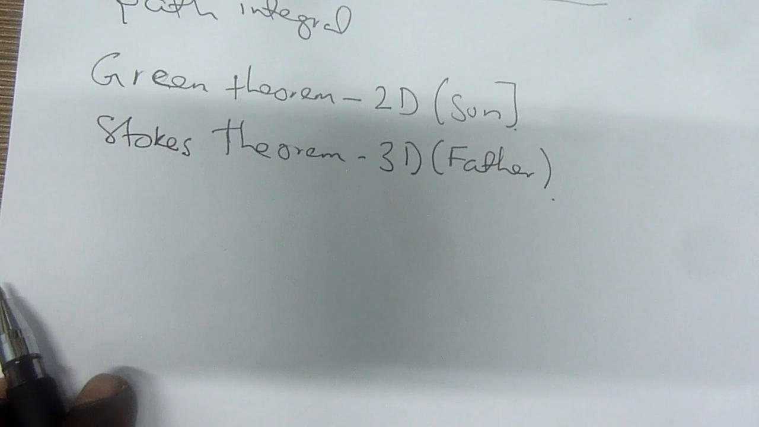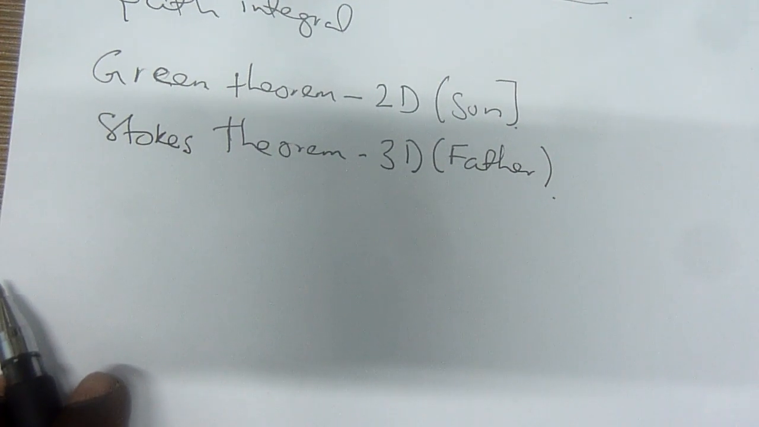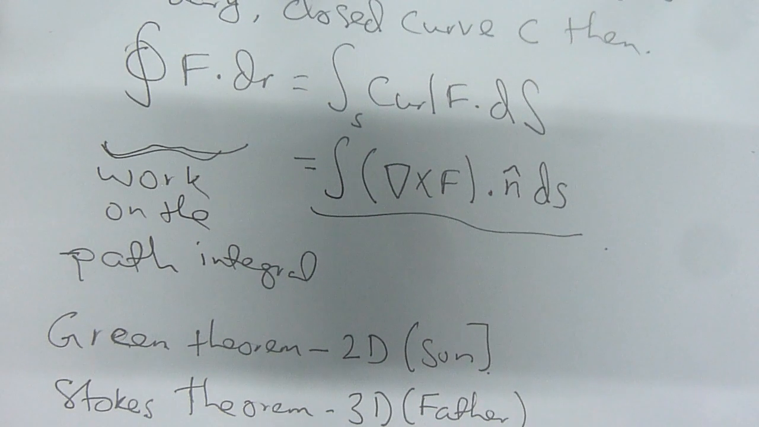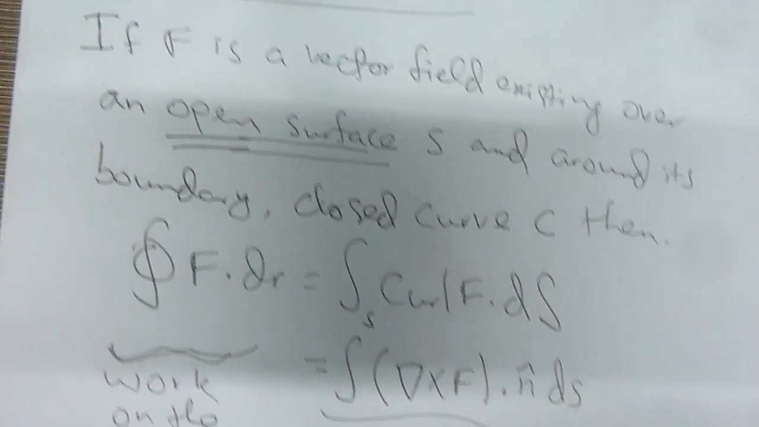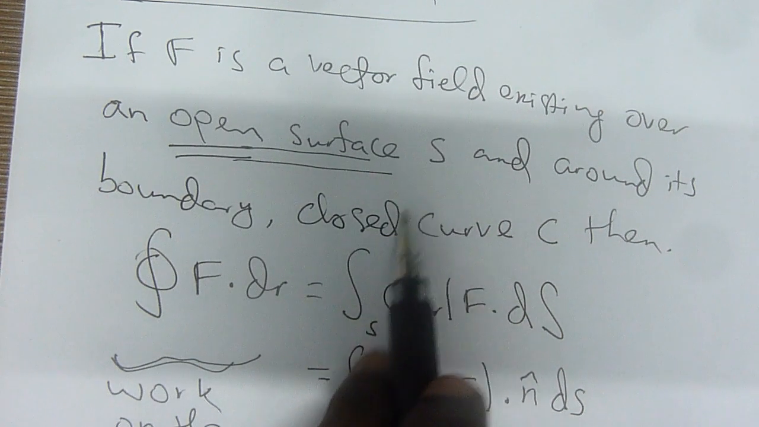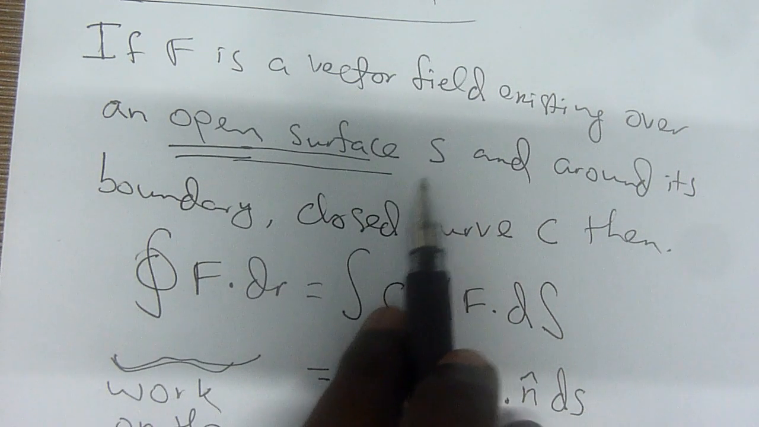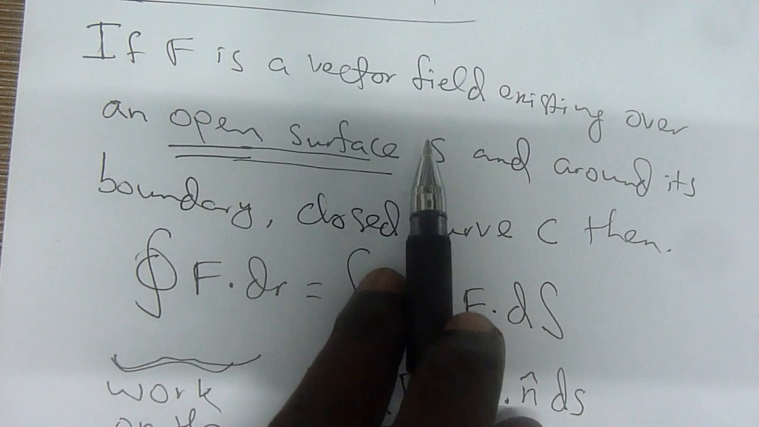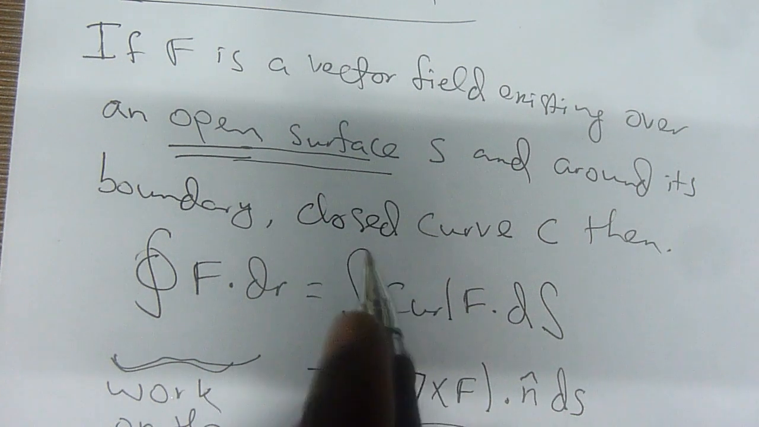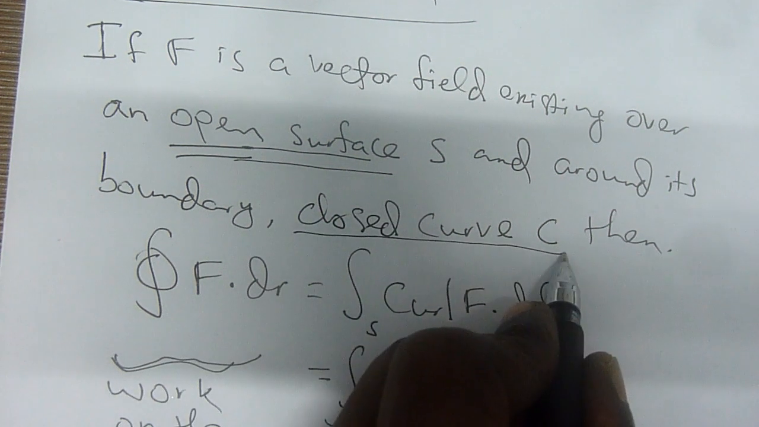Now you may not understand what I mean by 2D and 3D. Let me go through the idea of this Stokes theorem with you step by step. First of all, there are two very important messages that I want to emphasize here, and you need to have complete clarity on them. You should be able to explain the open surface, and one more term, the closed curve C.